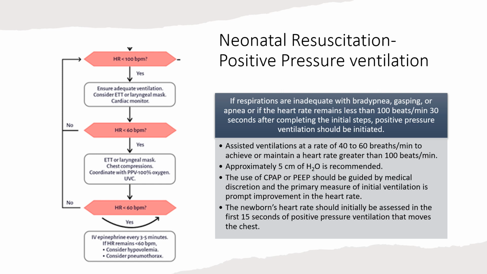The newborn's heart rate should initially be assessed in the first 15 seconds with a quick pulse check in the brachial, and then we're going to be checking again after ventilation goes. We don't want to hold on to any pulse checks too long, otherwise we can cause circulation issues.